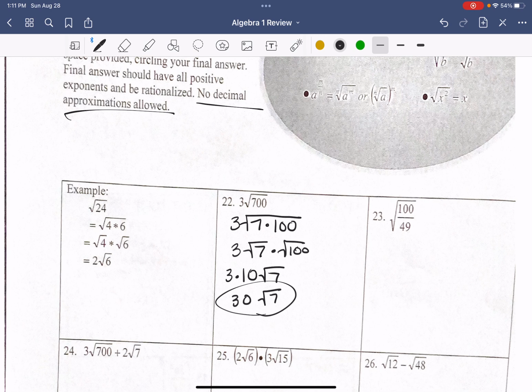I'm not going to break it down that much for all of these problems. So for this next one, we've got the square root of 100 over 49, which we can translate to the square root of 100 over the square root of 49. Both of those are perfect squares. So this just turns into 10 over 7, and that's all for that one.